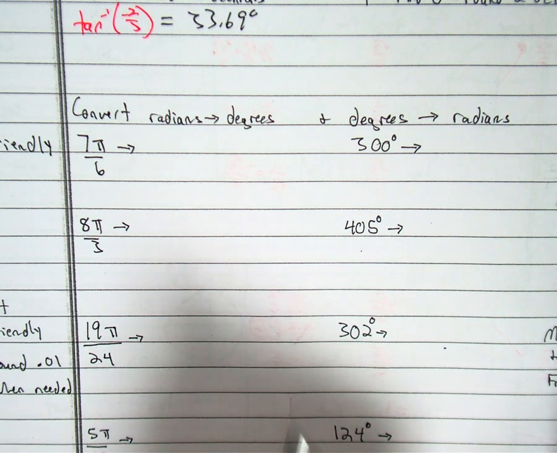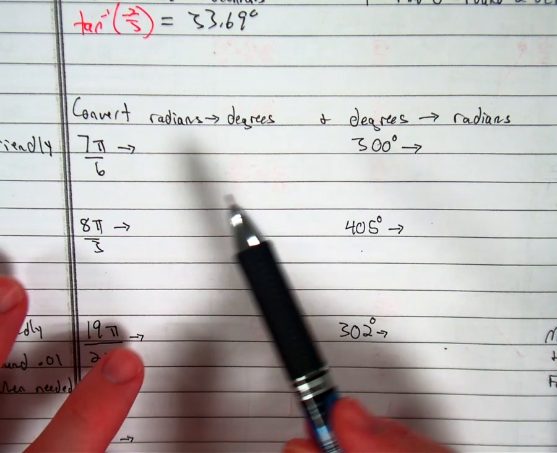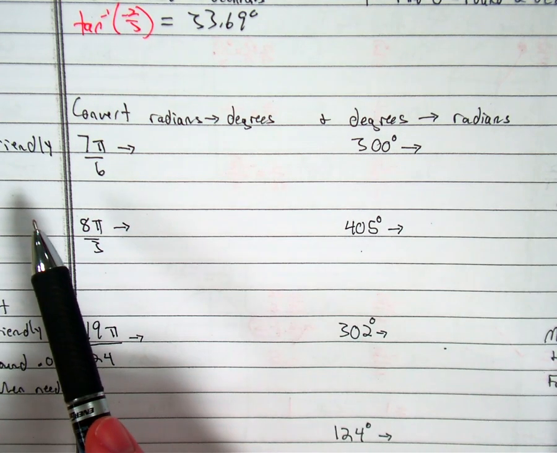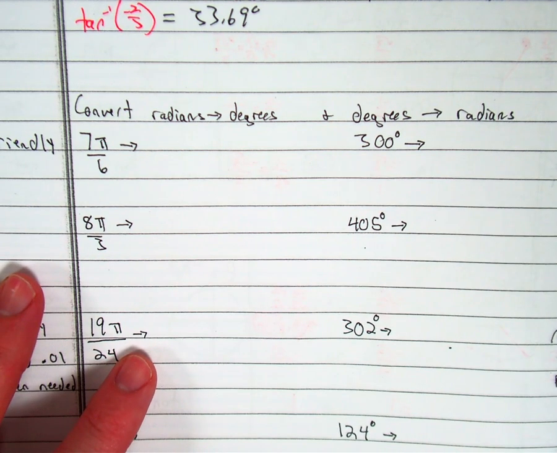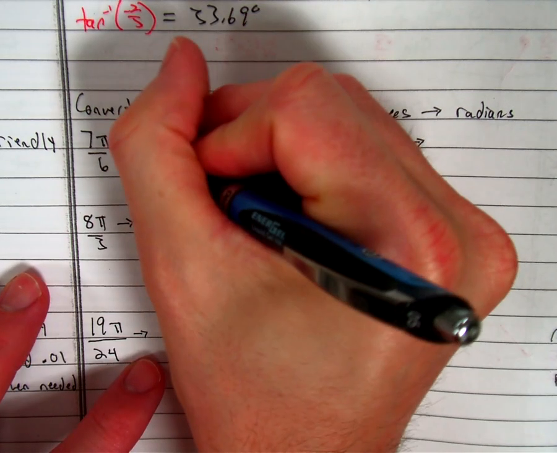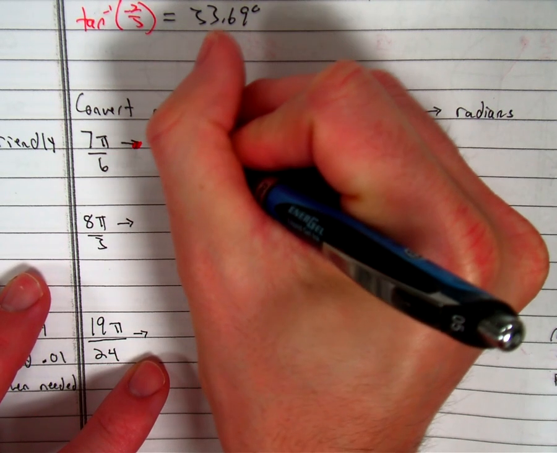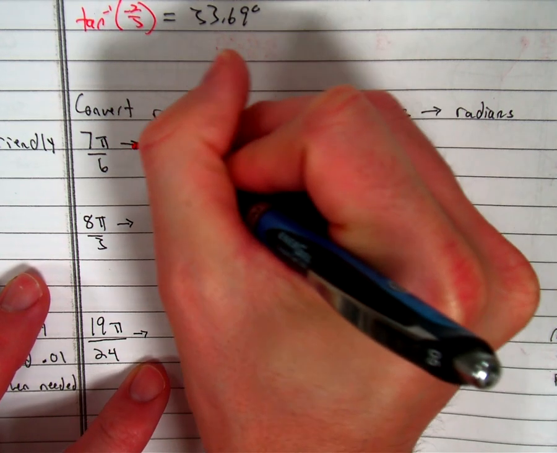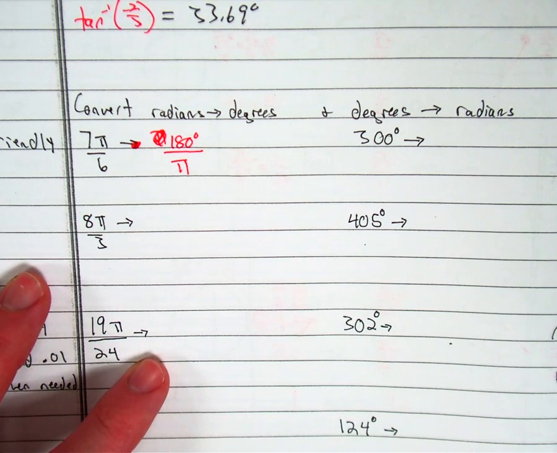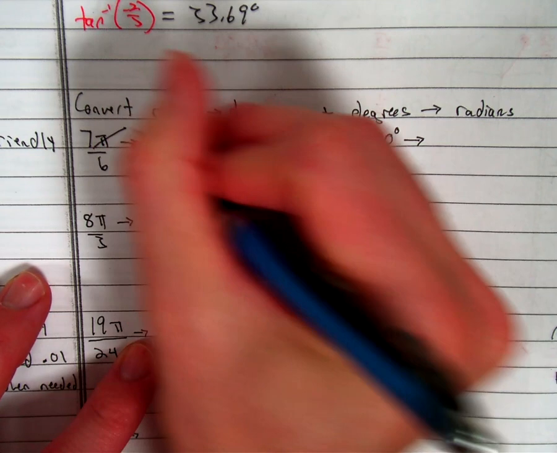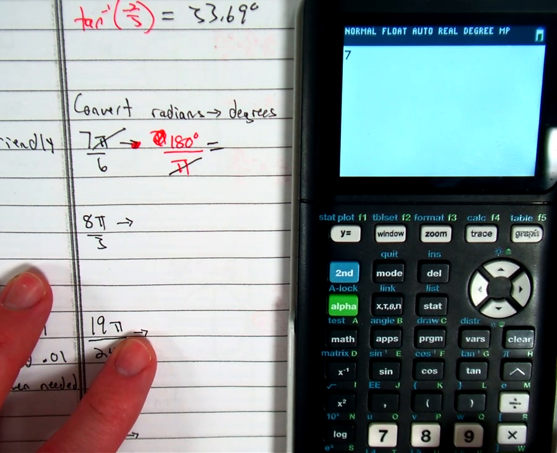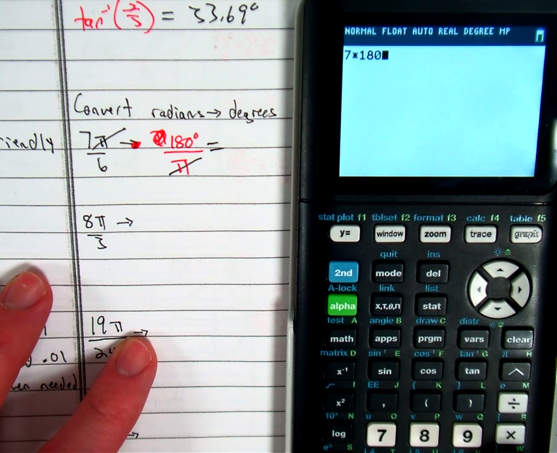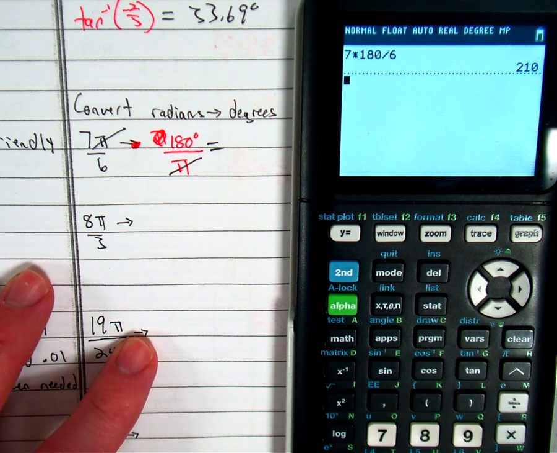Converting radians to degrees, degrees to radians. We got a somewhat friendly one. 7 pi over 6. When we have radians, we're going to go to degrees. We multiply by pi, nope, other way around, 180 degrees per pi. The pi's cancel. And we do 7 times 180 divided by 6 for 210 degrees.